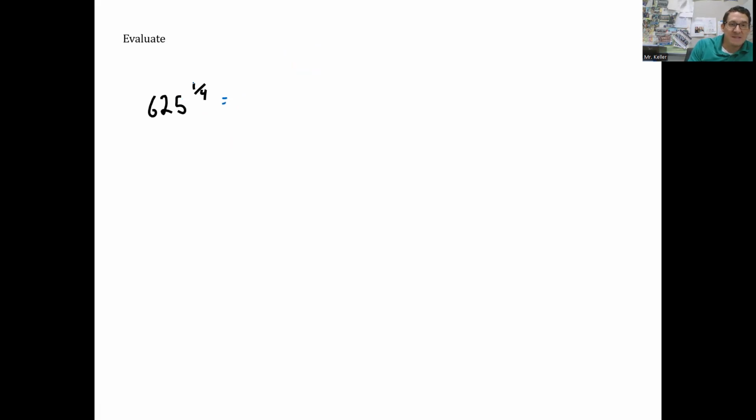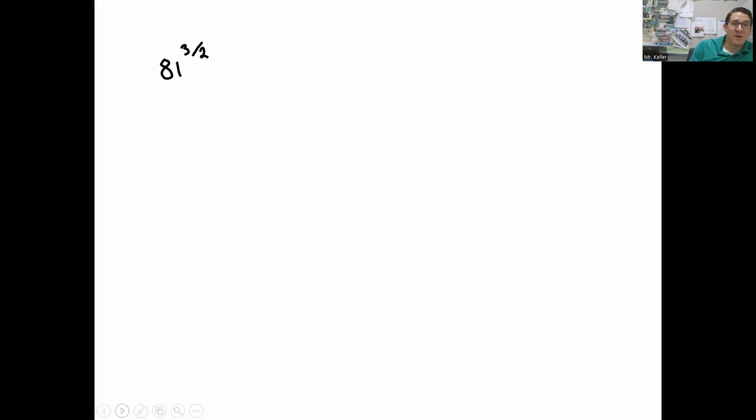Think of it as root. So I'm going to rewrite it, though you don't necessarily have to. It's going to be the 4th root of 625 to the first power. That one's easy. 625 to the first is just 625. The 4th root of 625, you can work that on a calculator. That's fine, but that is going to be 5.